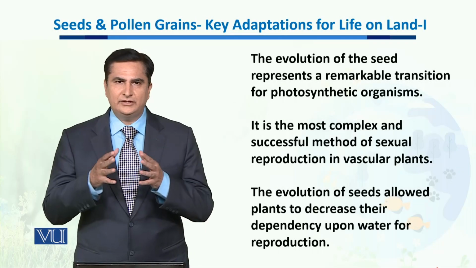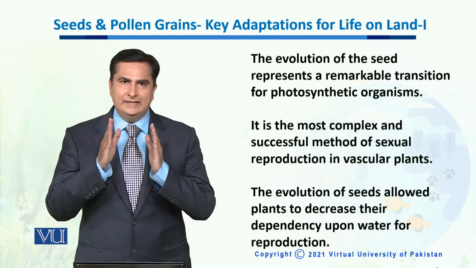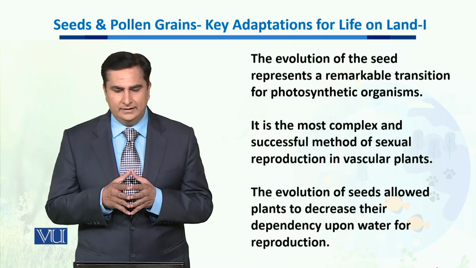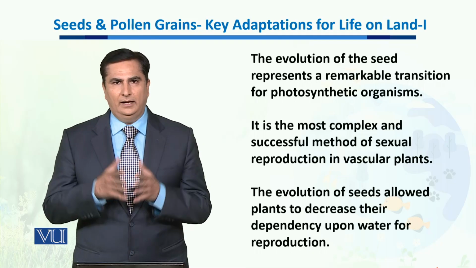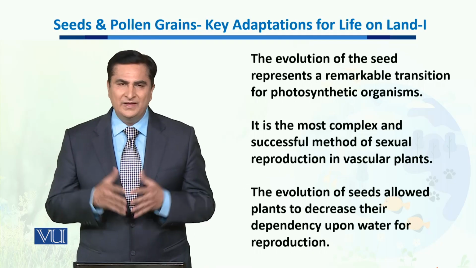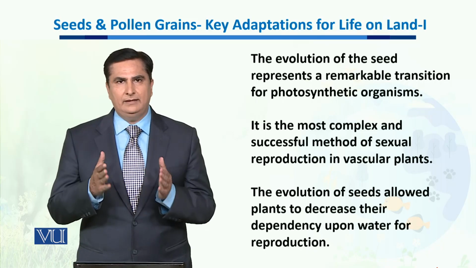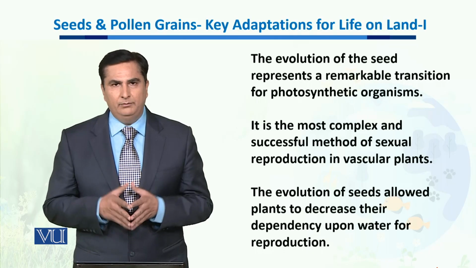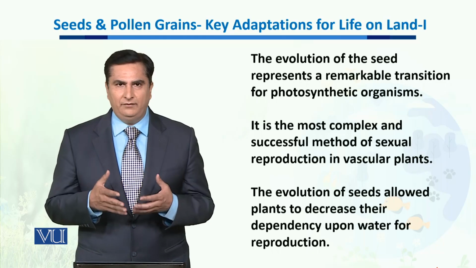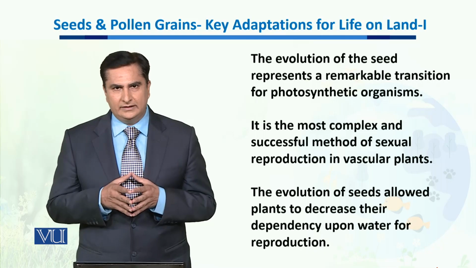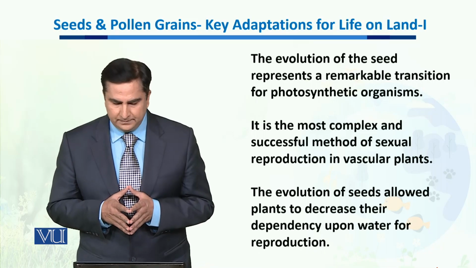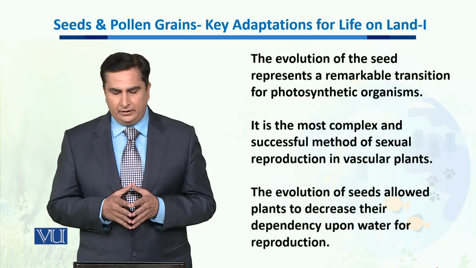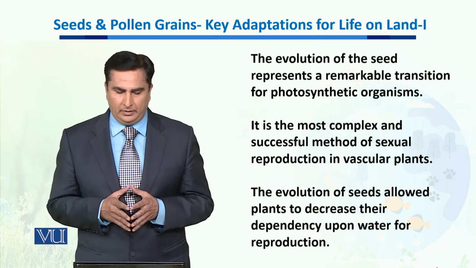Dear students, in this unit we will talk about the seed and pollen grains as the key adaptation of higher plants in order to adapt to life on land. Now, the evolution of the seed represents a remarkable transition for photosynthetic plants in order to survive and successfully adapt to this different ecosystem on land. It is the most complex and successful method of sexual reproduction in vascular plants.